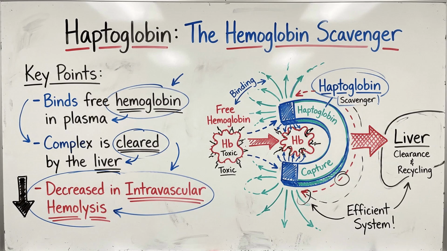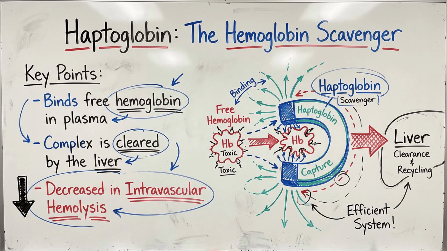Finally, we come to haptoglobin, which is like the body's dedicated scavenger for free hemoglobin. Haptoglobin is a protein made by the liver, and its sole purpose is to bind to any free hemoglobin floating around in the plasma. This binding prevents the hemoglobin from causing damage and also allows the liver to clear the complex. In cases of intravascular hemolysis, where red blood cells burst directly in the bloodstream, massive amounts of free hemoglobin are released.